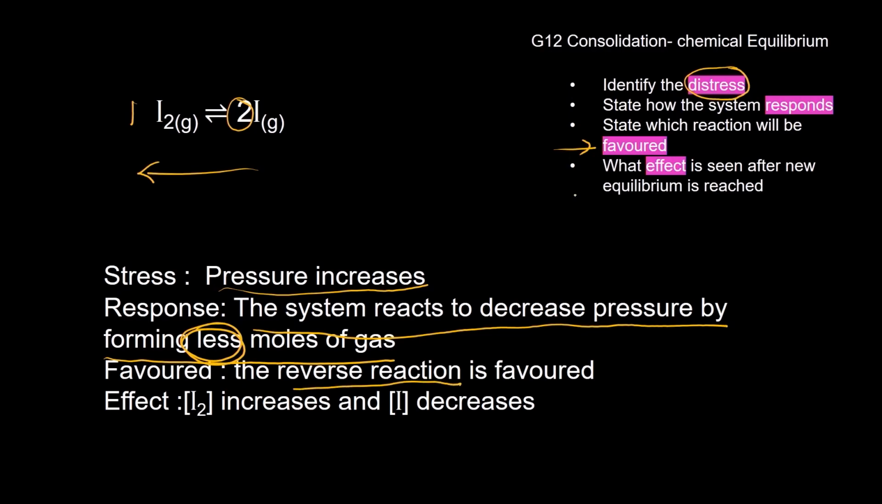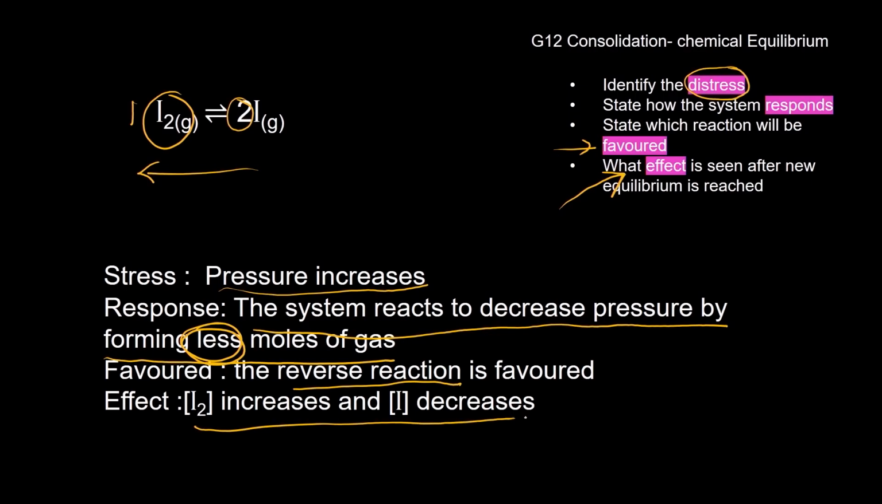And once the new equilibrium is reached, what are we going to see? What is the effect of that? Well, the I2 concentration is going to increase. And what about I? Well, that concentration is going to decrease. And we write it like that.